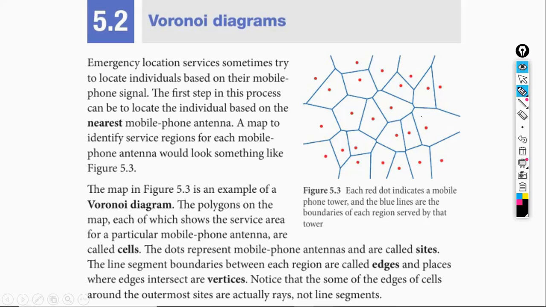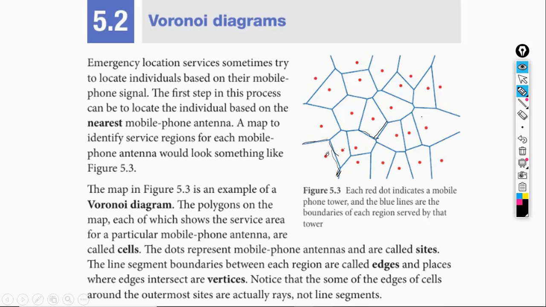So in this case, each red dot that you can see here is a mobile phone antenna, and the blue lines are the boundaries of each region served by that tower. So these are the boundaries, as we can see. So this is an example of what is called a Voronoi diagram. The polygons on the map, each of which shows the service area for a particular mobile phone antenna, are called cells. So these are called cells.